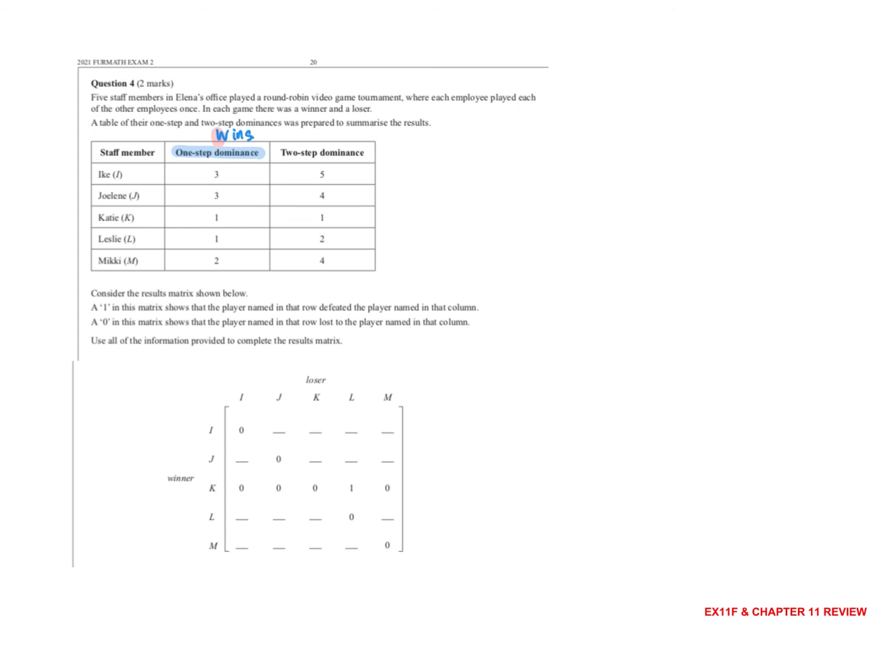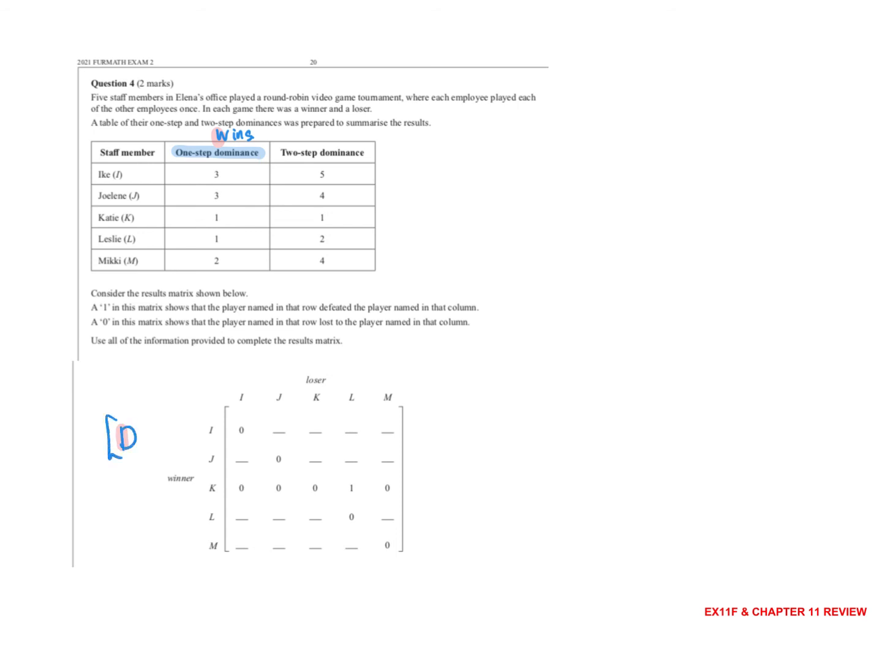Okay, so it says, considering the results, the matrix shown below, they're saying that 1 represents that the player defeated the other one. So in a nutshell, they are calling this the dominance matrix.